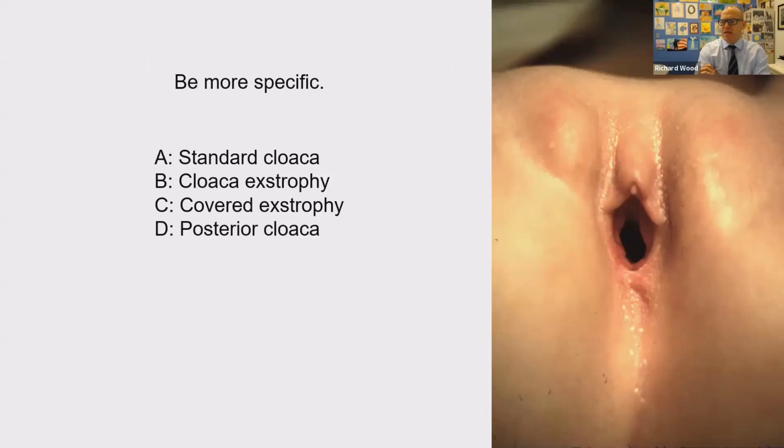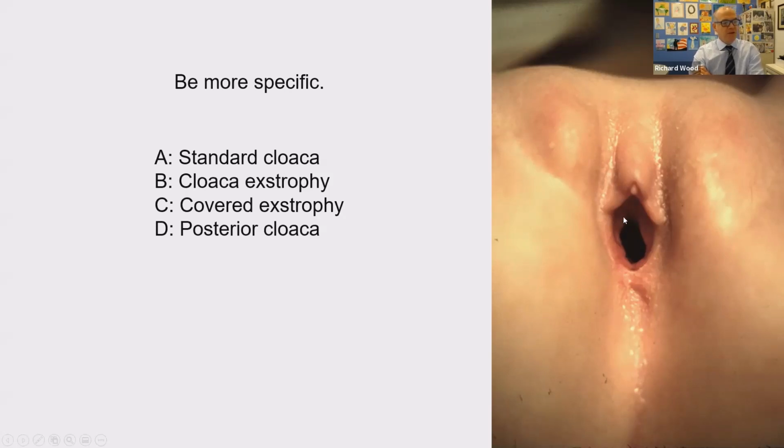So sometimes we can see strange variants of cloacal malformation. And when you look at this patient's image, you can think, well, I wonder what I'm dealing with here. Is this a standard cloaca? Is this a cloacal exstrophy? Could it be a covered exstrophy, or could it be a posterior cloaca?